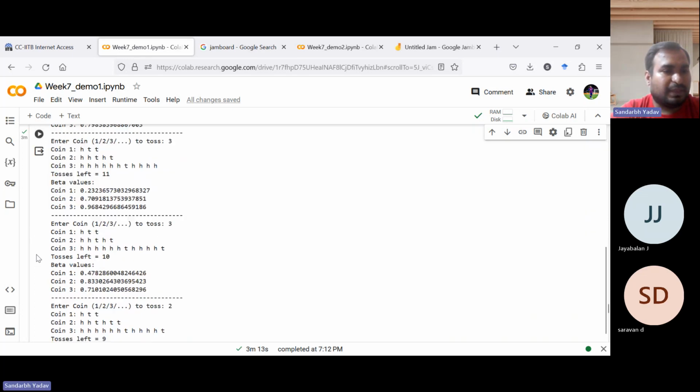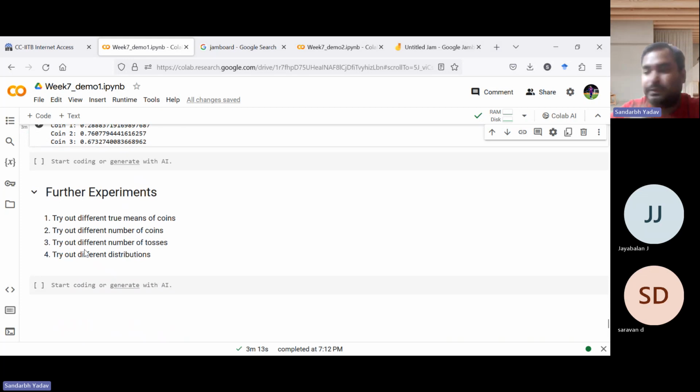Now, I will list some of the further experiments which you can try out. Although we took the usual means of 0.2, 0.5, and 0.8, you can play around with these means. You can have closer means like 0.4, 0.5, 0.6, and see what happens. And you can try out different numbers of coins. We had 3 coins. You can try out more coins or fewer coins, maybe 2 coins, or 5 or 6 coins, and try out different numbers of tosses. Basically, the more data we see, the better results and better estimates we get.